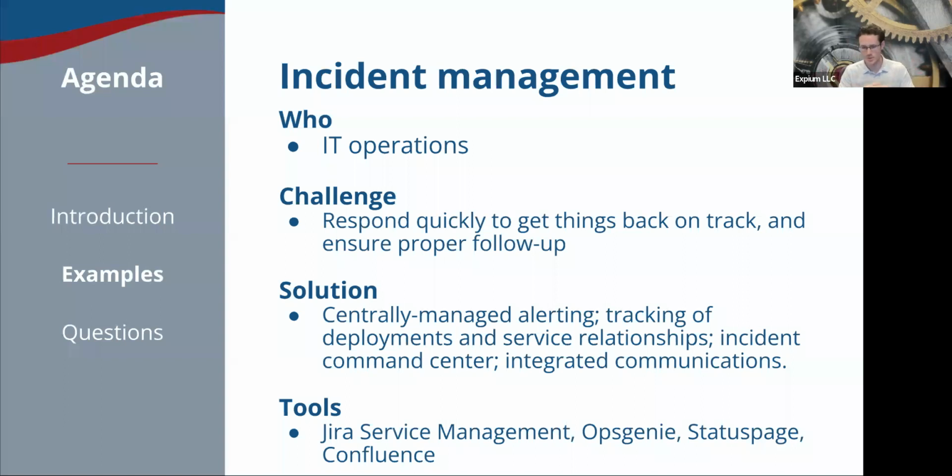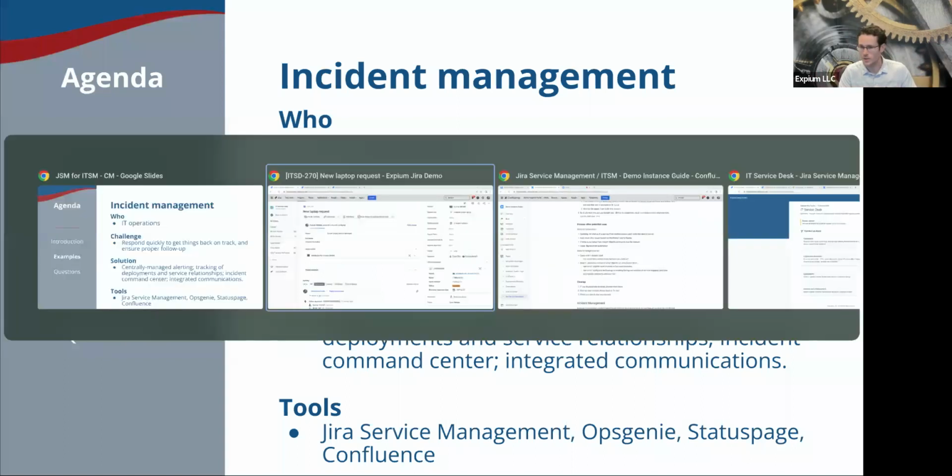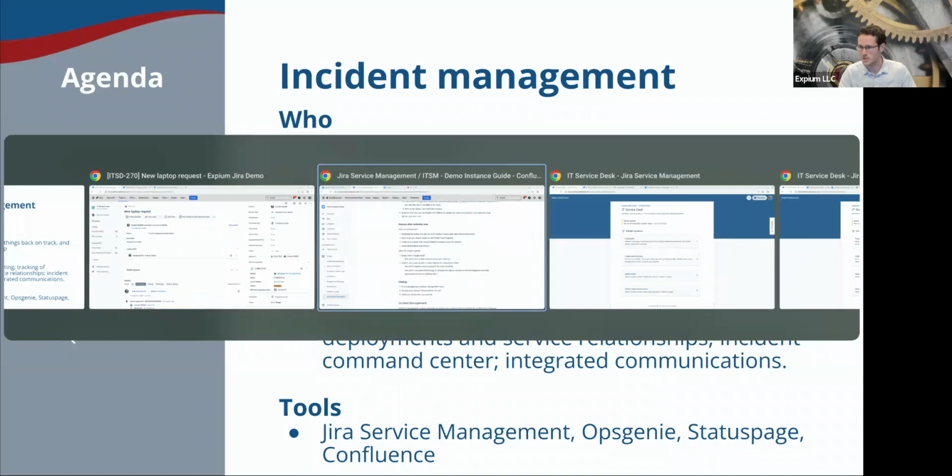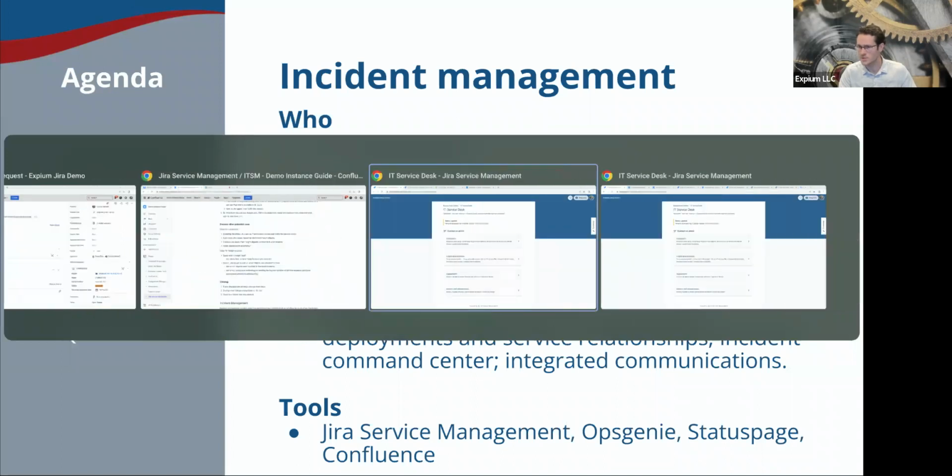And so the tools we're going to be talking about today are going to be your Jira Service Management tool. This is going to be the premium tool. Opsgenie, which is our alerting tool. Statuspage, which is going to be our stakeholder communication tool. And then Confluence, which is going to be where we're going to track our documentation for our incident resolution and our postmortem. So I'm going to go ahead and jump in here.